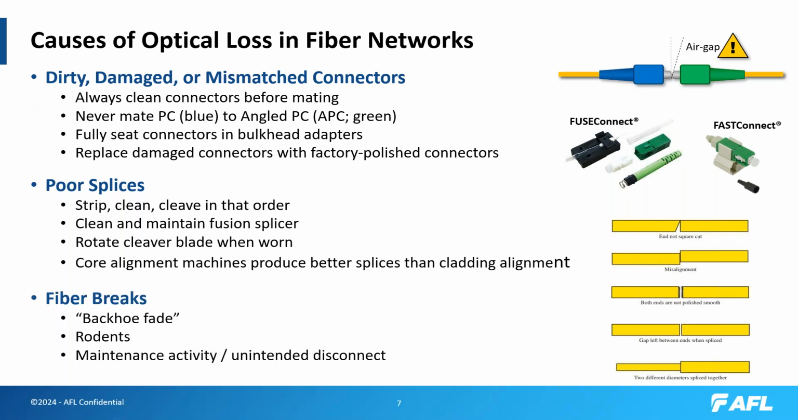Fiber breaks are also a source of optical loss. The so-called backhoe fade, when someone's dug up your underground cable. Squirrel chews, rodents or other animals chewing on your fiber and damaging it. And then maintenance activity, which may produce an unintended disconnect inside a cabinet.